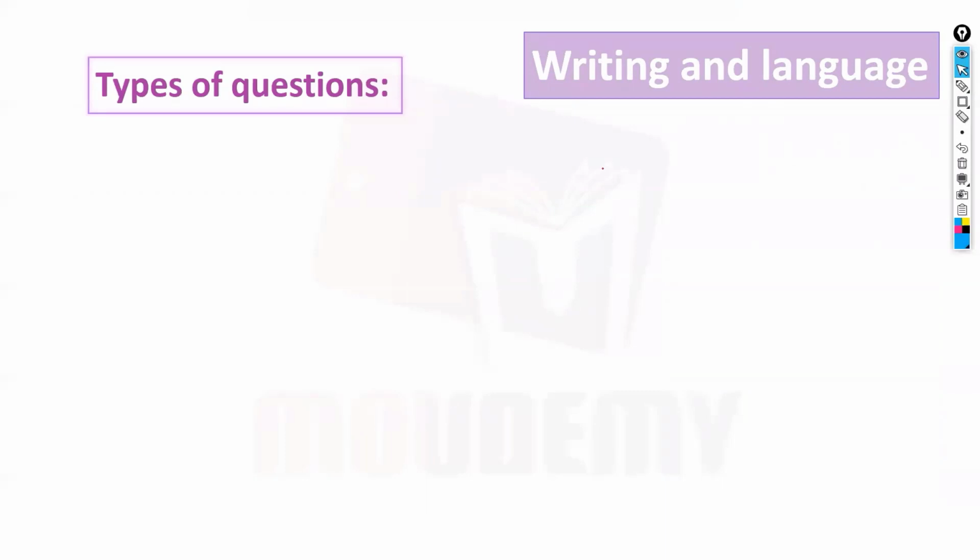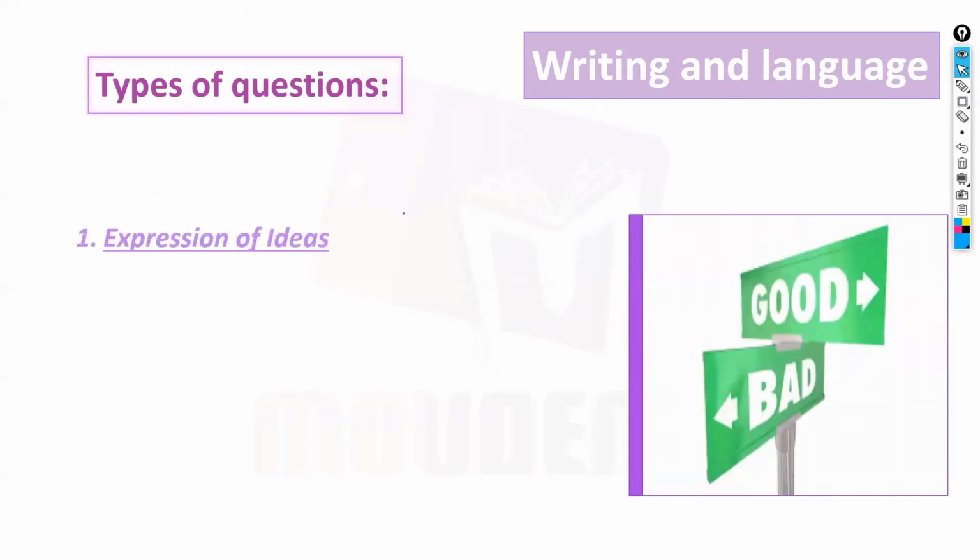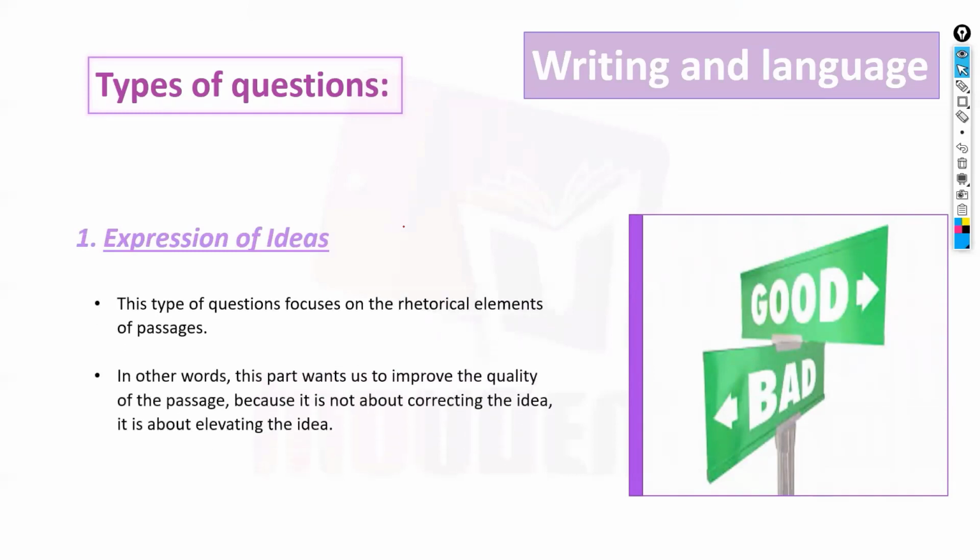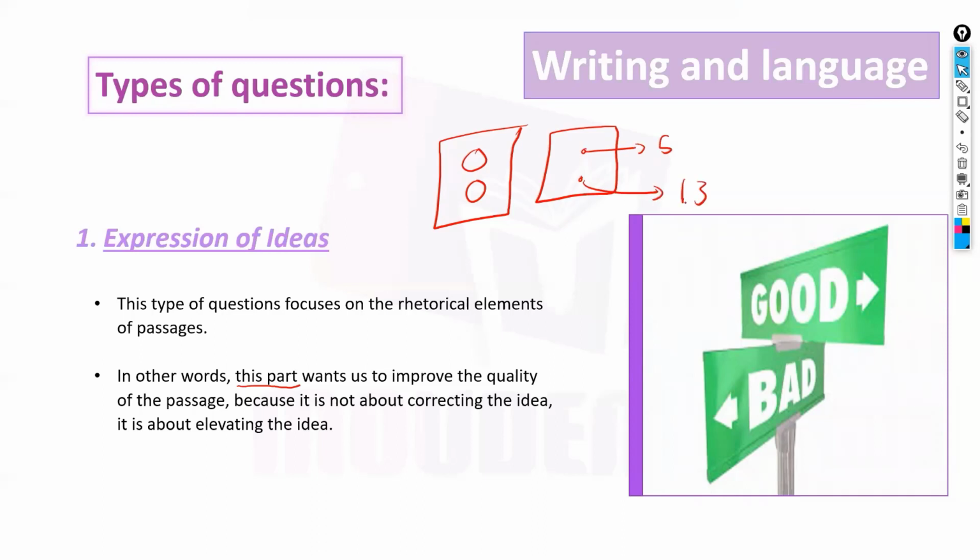With the types of questions in the writing and language section, the first type is the expression of ideas. This type of questions focuses on the rhetorical elements of passages. In other words, this part wants us to improve the quality of the passage, because it's not about correcting the idea, it is about elevating the idea. So in this part, you will have, for example, two ideas. Let's say this idea can be expressed in 5 words, and this idea could be expressed in 13 words, for example. But in this passage, this idea is expressed in 25 words, and this idea is expressed in 30 words.